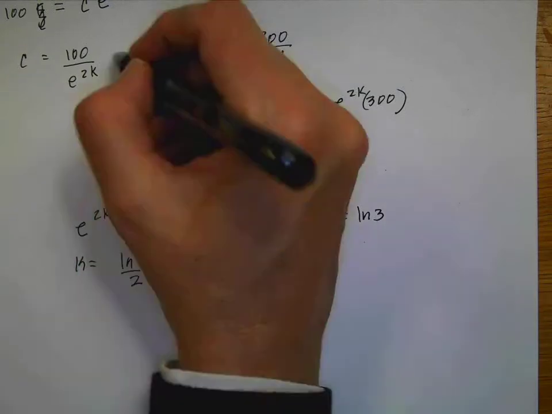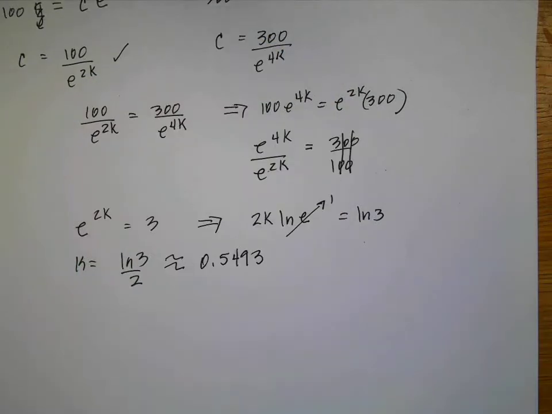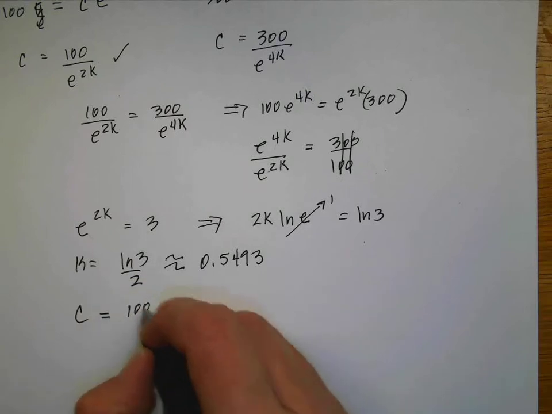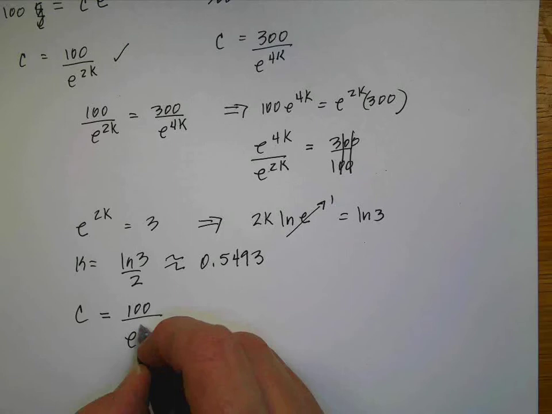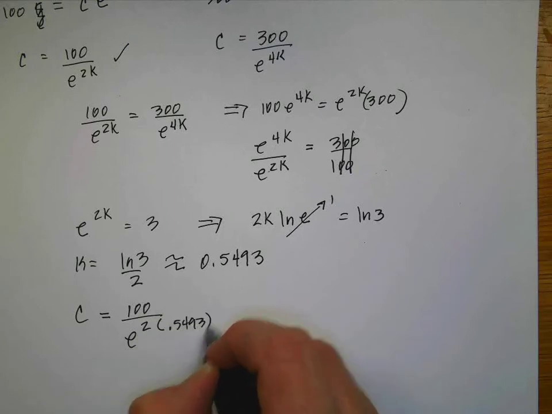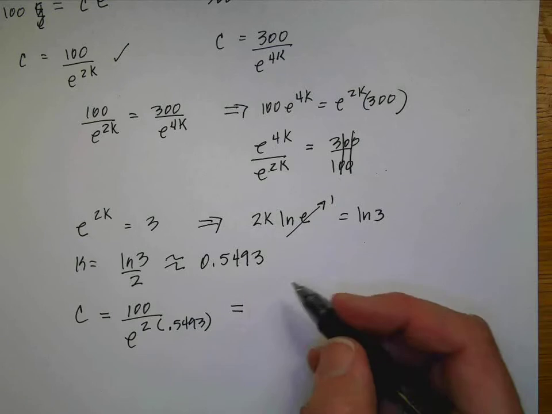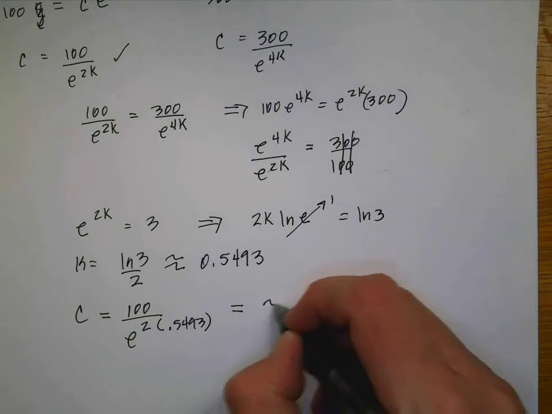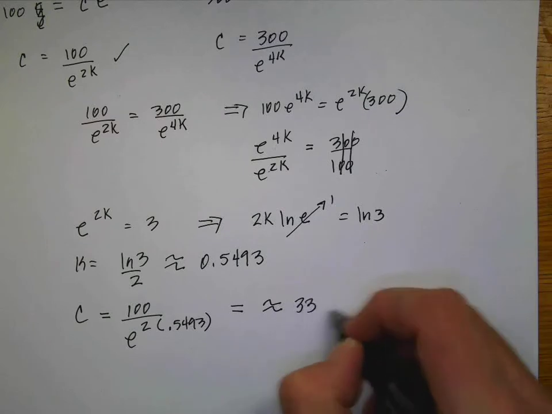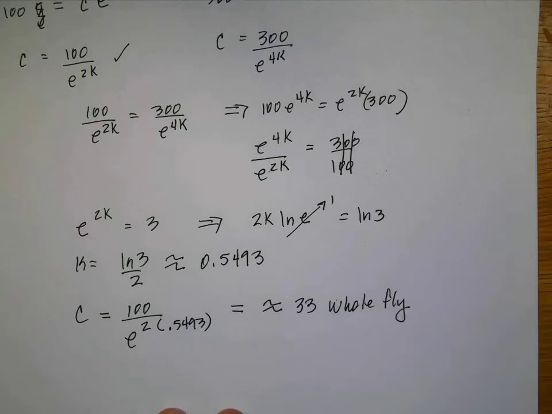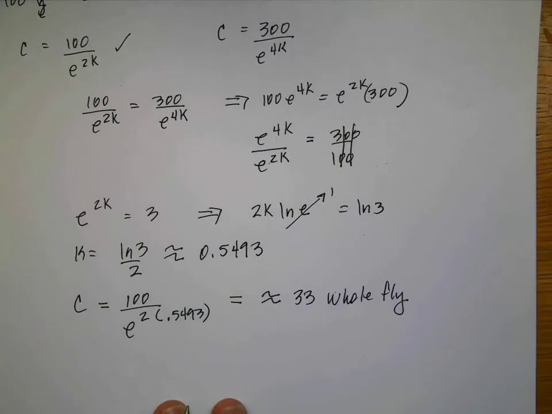0.5493. Well, the only thing I have left to solve for at this point is C, and I'm going to use that equation. So C is equal to 100 divided by e to the 2 times 0.5493. And when I do that, I get C is equal to a decimal, so I'm going to round it up to a whole fly. Blech. So there's my whole fly.